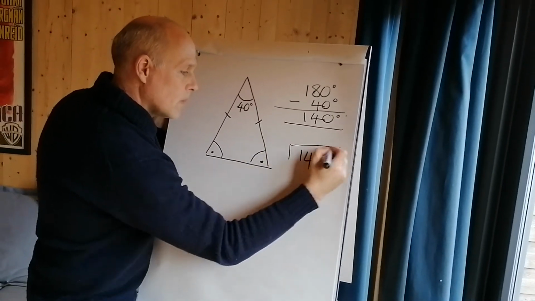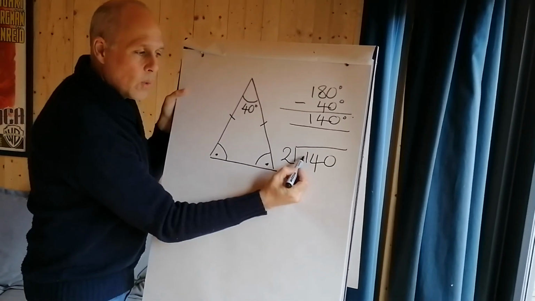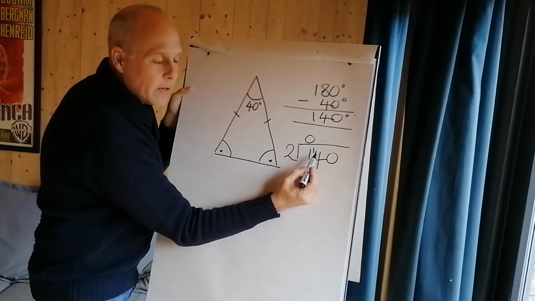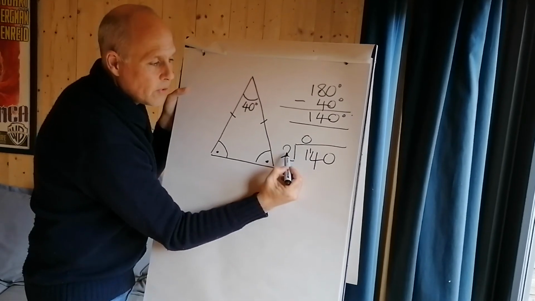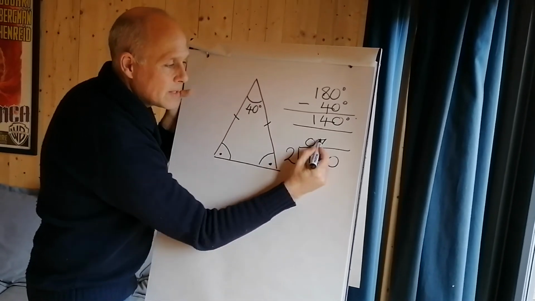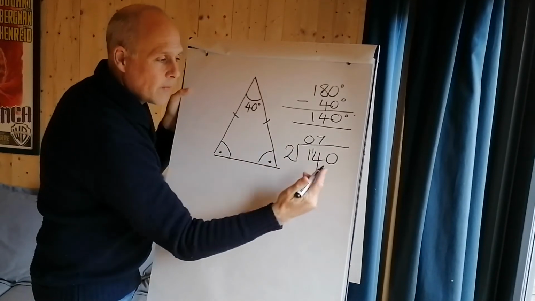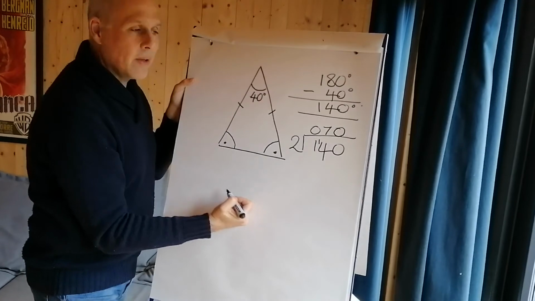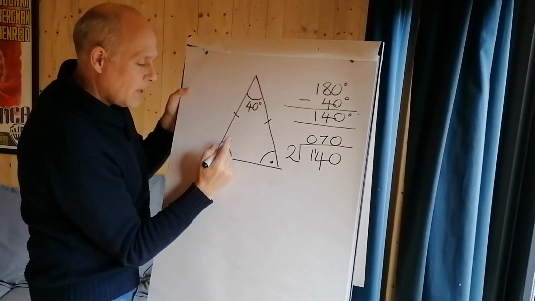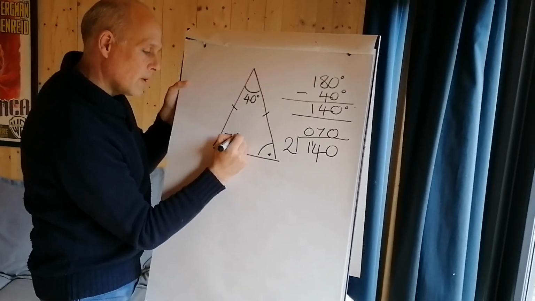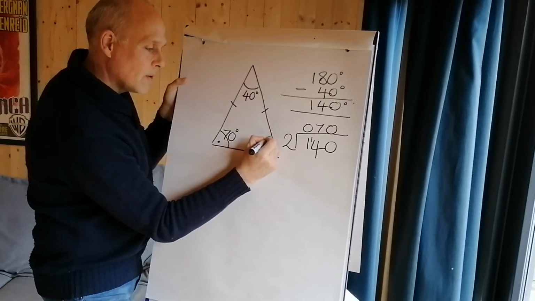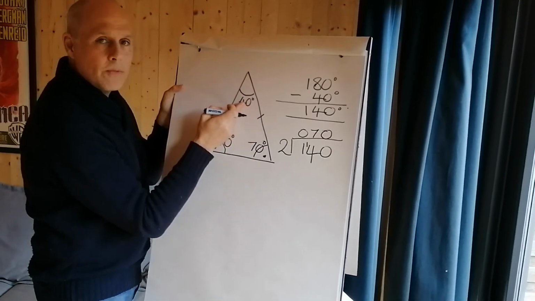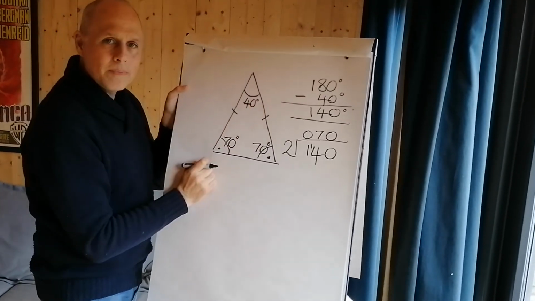140 divide by 2. 1 shared between 2, 0. Exchange that 1 for 10 in the next column. 14 divided by 2, 7. 7 times 2 is 14, so we've got nothing left over to exchange. Place your 0 up there. So each one of these angles is 70 degrees. 2 70s, 140. Add a 40, 180 degrees.